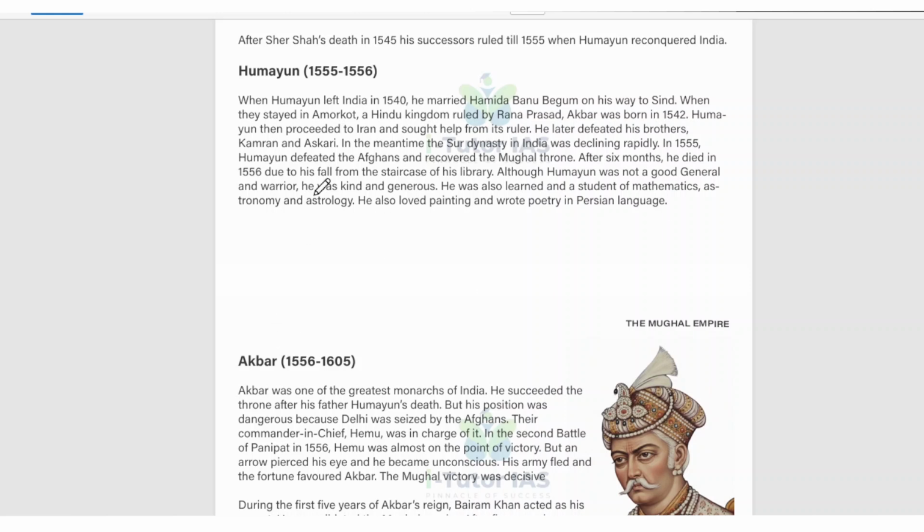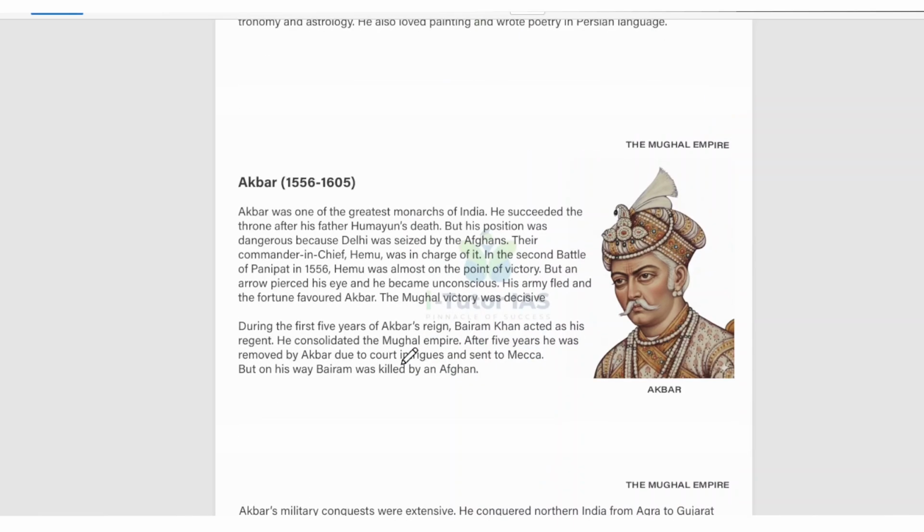So next is from 1556 to 1605. That's the period of Akbar. This is a picture of Akbar. Akbar was one of the greatest monarchs of India, and he succeeded to the throne after his father Humayun's death. But his position was dangerous because Delhi was seized by the Afghans. Their commander-in-chief Hemu was in charge of it, in the second battle of Panipat.